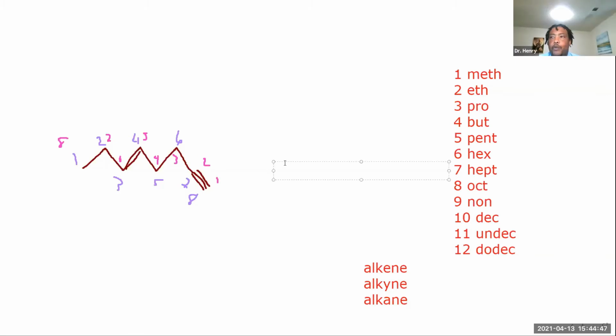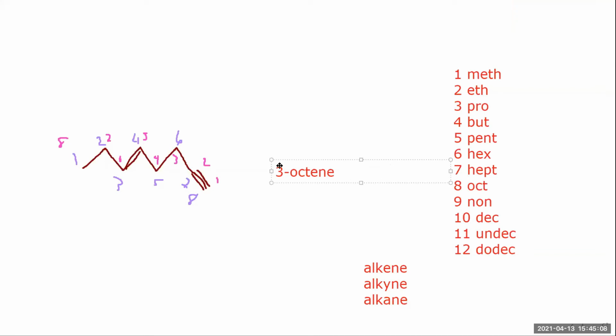So we would end it with 3-octene, right? Okay, so we also need to tell them that we have a triple bond. Sorry. We just put a 3 at the end?